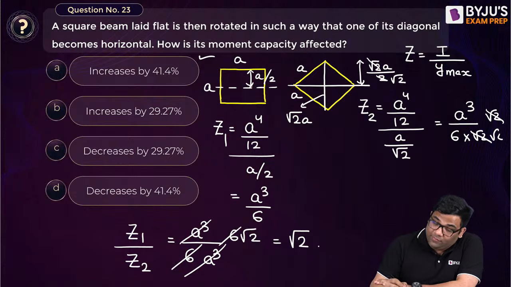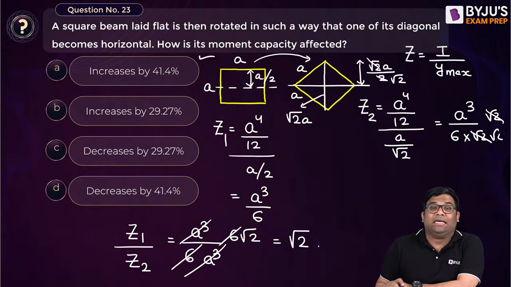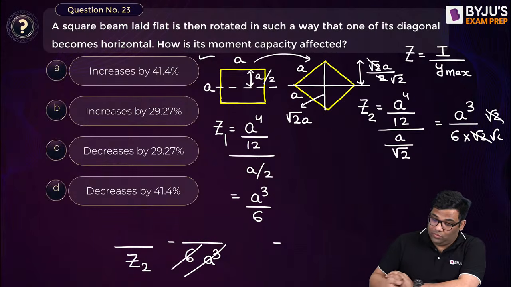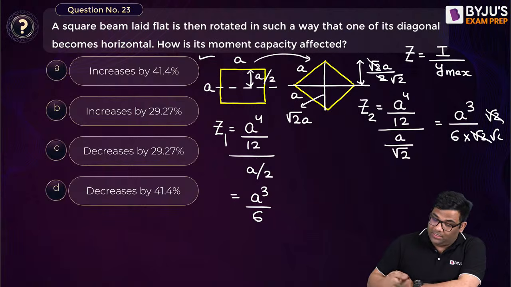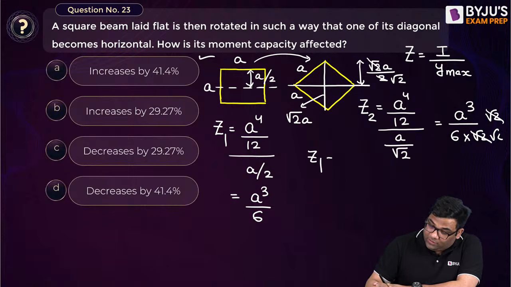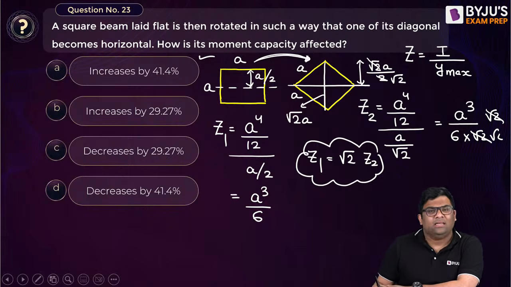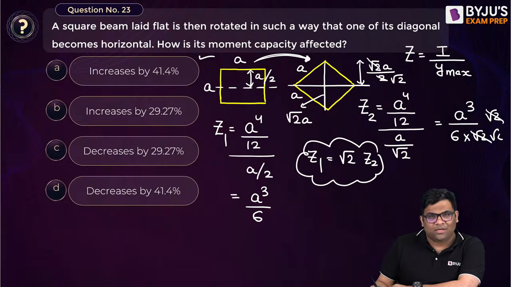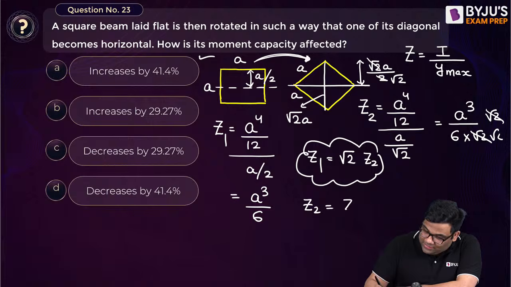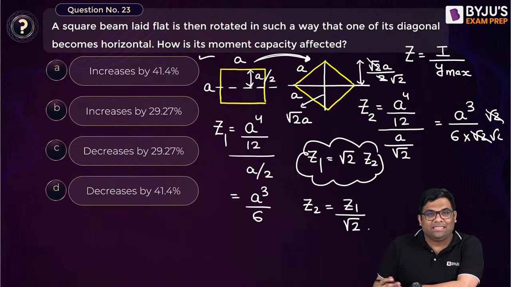What is written? When it goes from here to here, first of all we got Z1 is equal to root 2 Z2. No problem with that. Now from here to here, it has decreased, right? Yes, it has decreased. Z2 is equal to Z1 by root 2, so it has decreased.